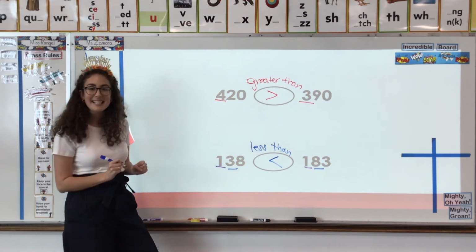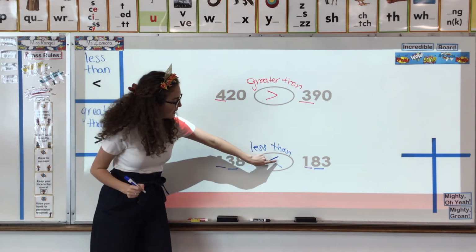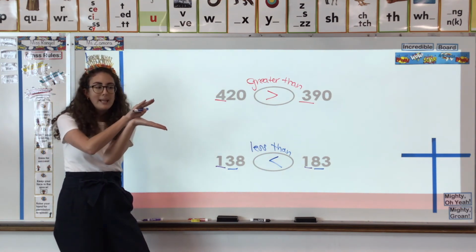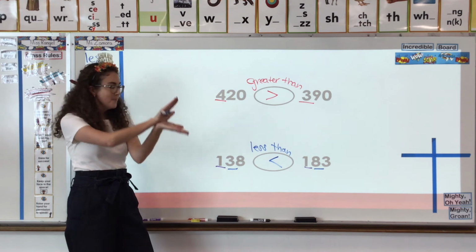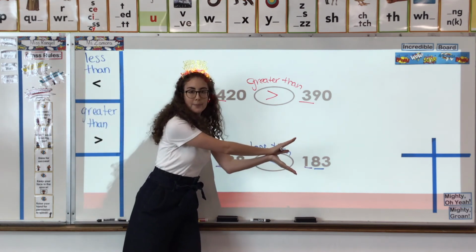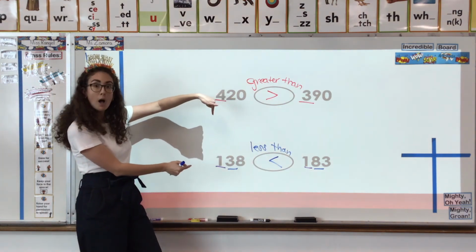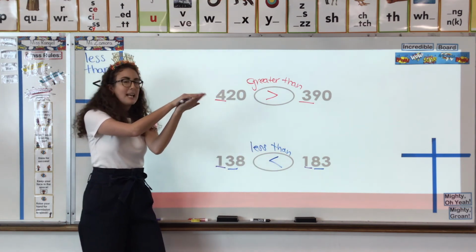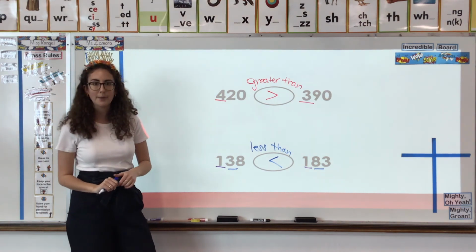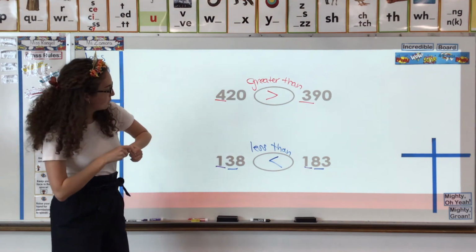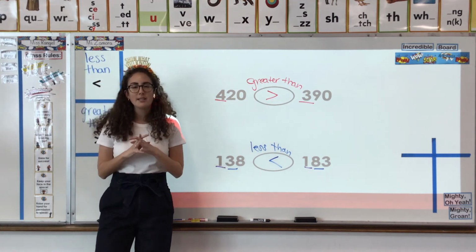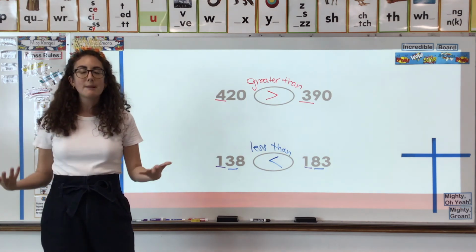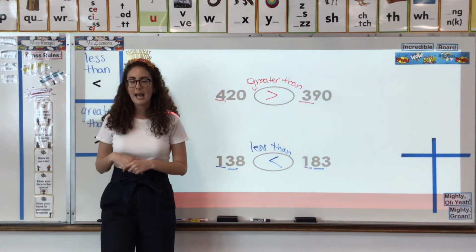138 is less than 183 because our first number is smaller. That opening has to go towards the right. It has to eat the bigger number. And this first number is smaller, so this opening is going to go away. It's going to eat that second bigger number. Woo! Would you take a look at all this awesome work, second grade? So we're taking our language and we're using symbols to represent that language as well.